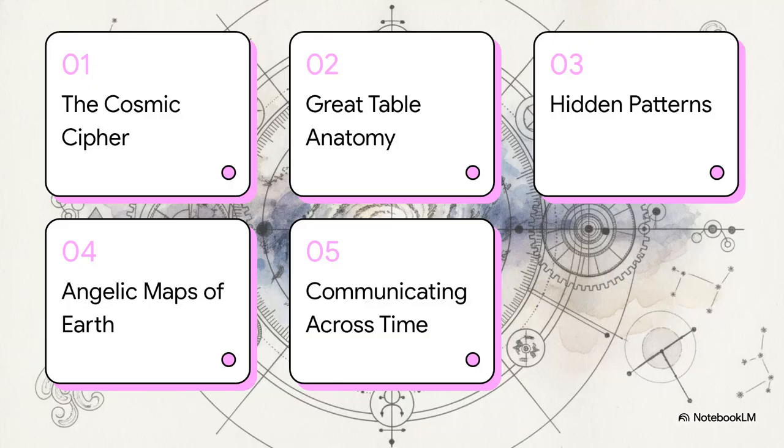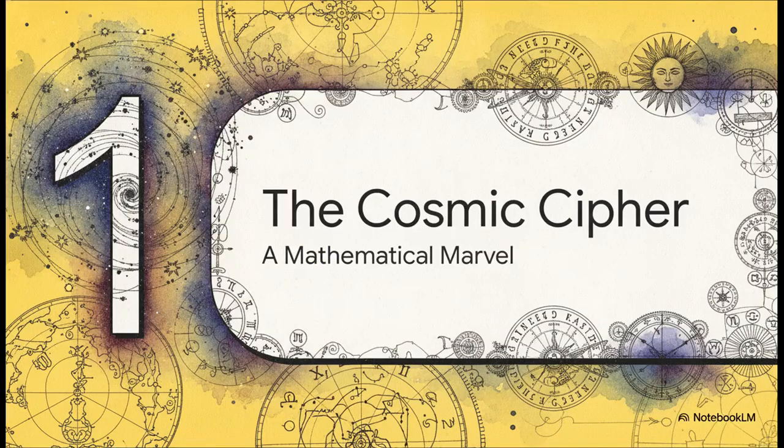Here is our decryption key for today. We'll start with the 16th century cosmic cipher, move into the anatomy of the Great Table, then explore cryptography and hidden patterns, angelic maps of Earth, and finally wrap up with communicating across time. Okay, let's get into Section 1, the 16th century cosmic cipher, a mathematical marvel.